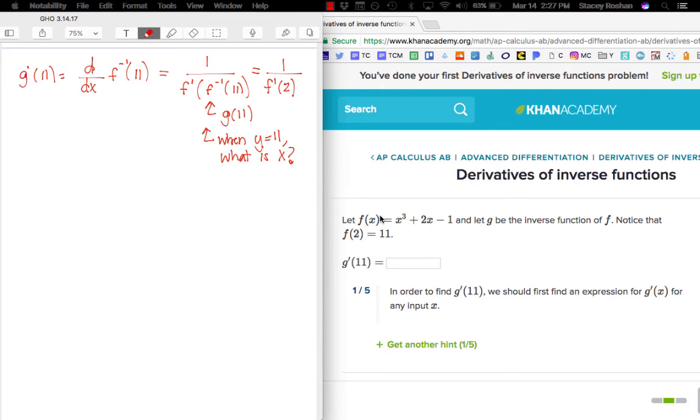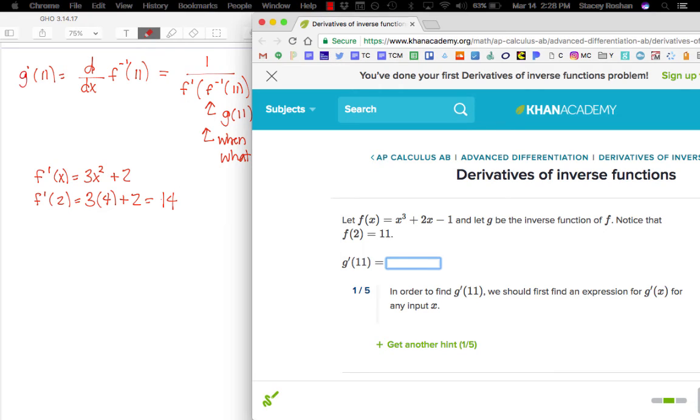So what is f prime of 2? F prime of x is 3x squared plus 2. So f prime of 2 is going to be 3 times 2 squared, 4, plus 2. 12 plus 2 is 14. So I have 1 over 14.